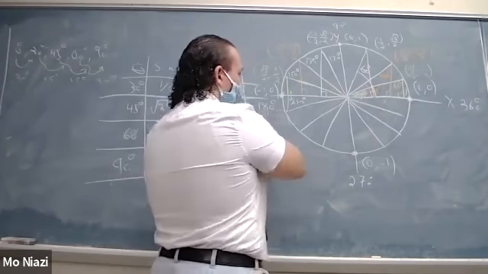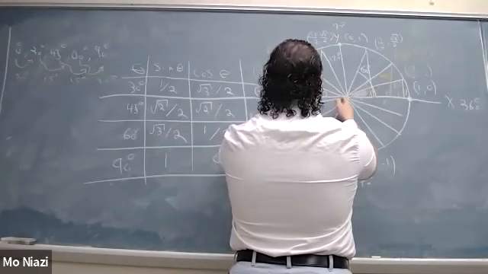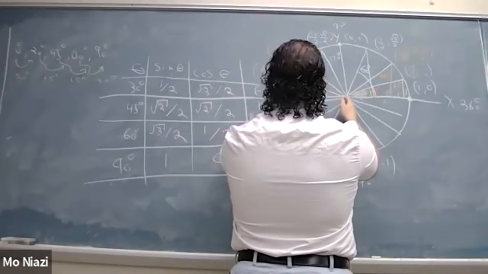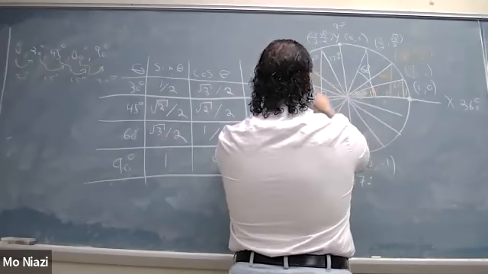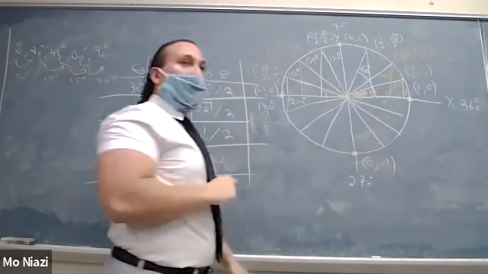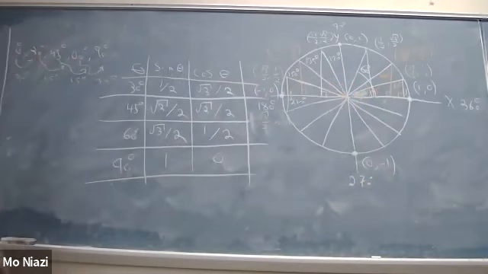Because if cosine is the x, notice that the x here is of the same length as the x in the second quadrant as it is in the third quadrant. That's precisely why. Hence why I utilized the yellow chalk.